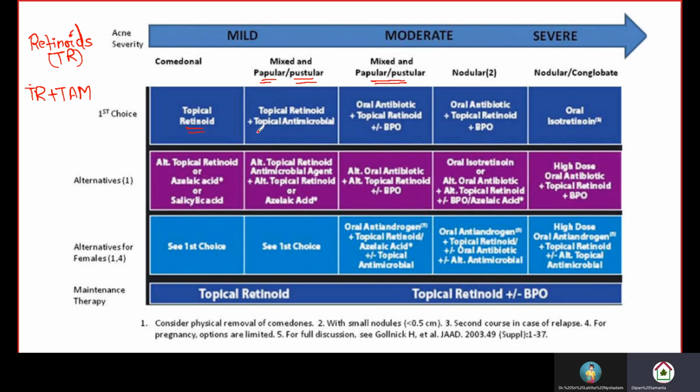Next, when the severity will increase, or if this doesn't give a good result, then we will go for oral antibiotic or antimicrobials, oral AM, plus topical retinoid. Next, if it becomes nodular, then we go for oral antibiotic. We mainly stick to antibiotics and retinoids only, not BPO.